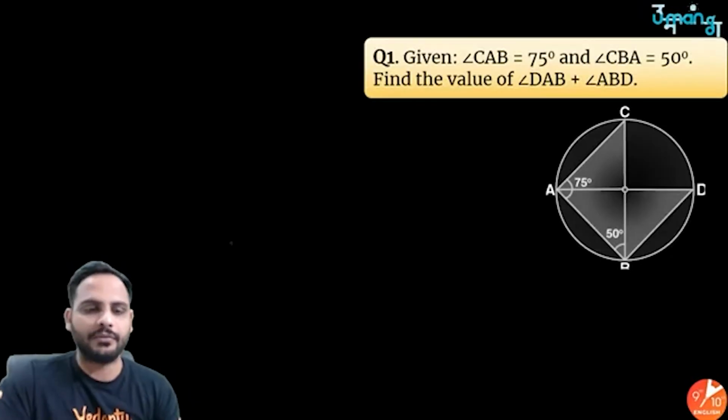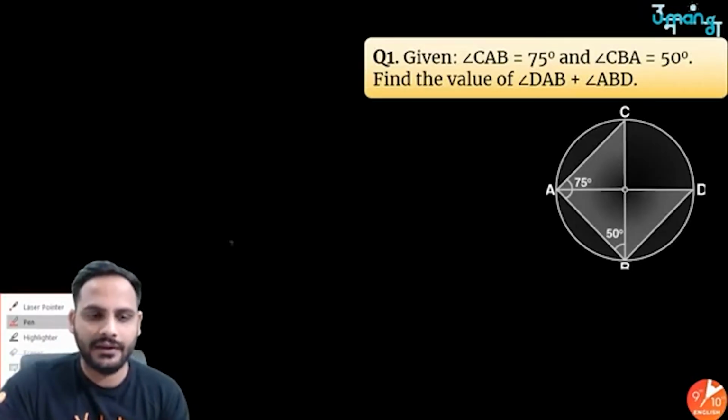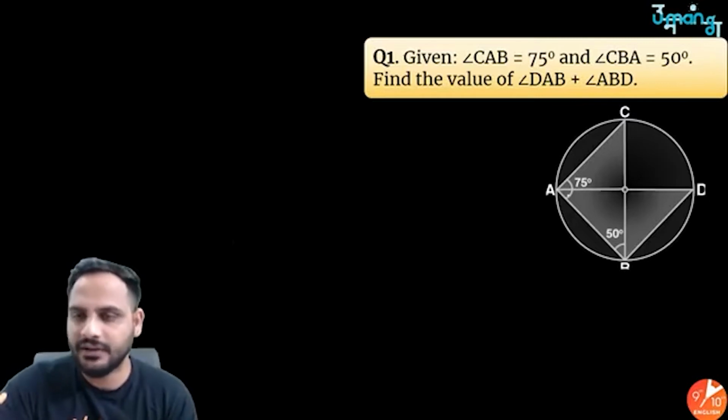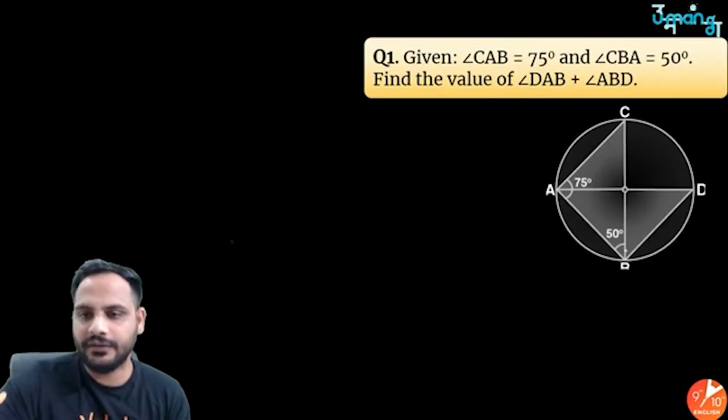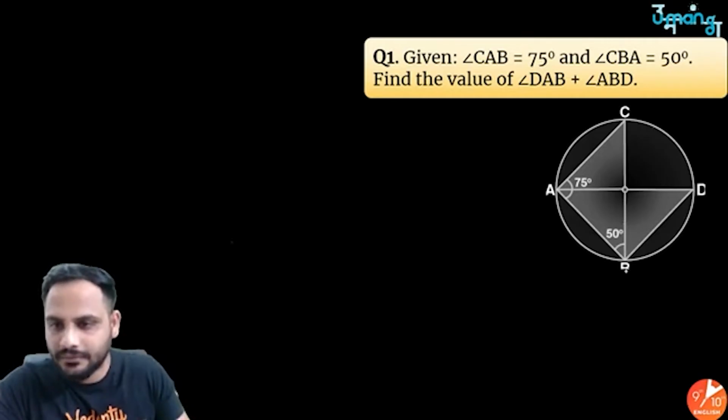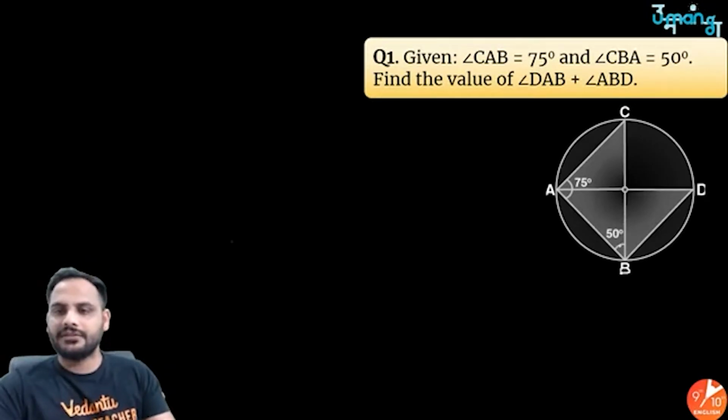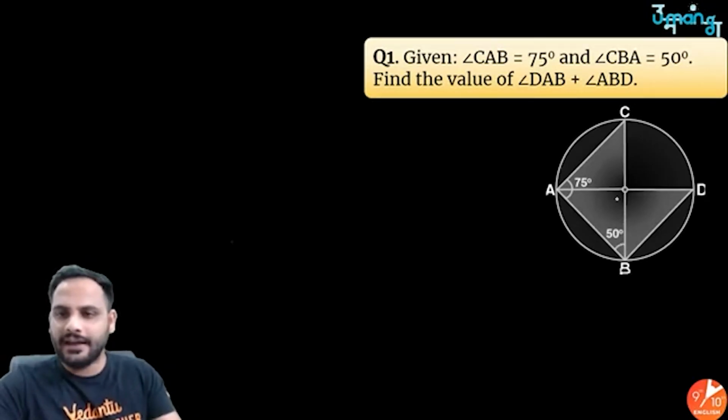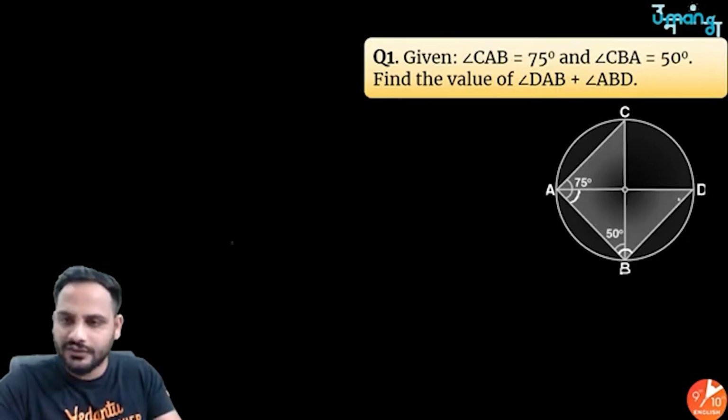Okay, now let's solve some questions better. My first question, what it is saying, we have angle CAB as 75 degrees, angle CBA as 50 degrees. This is B, okay. This is D. So this is 75, this is 50. Find the value of angle DAB. Matlab this angle plus angle ABD. This angle. Correct? So the sum of this angle and this angle I can easily find out if I get to know what is this third angle in this triangle ABD.